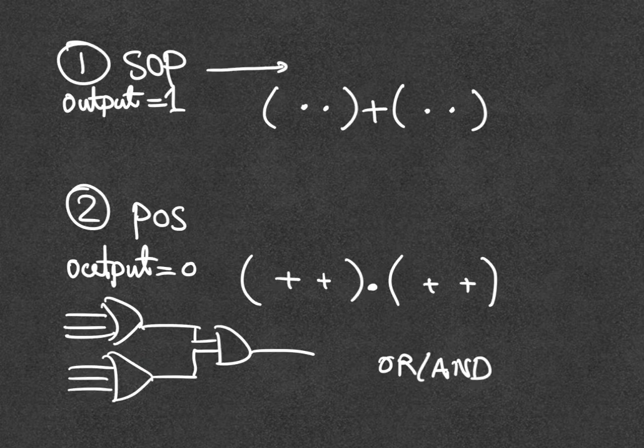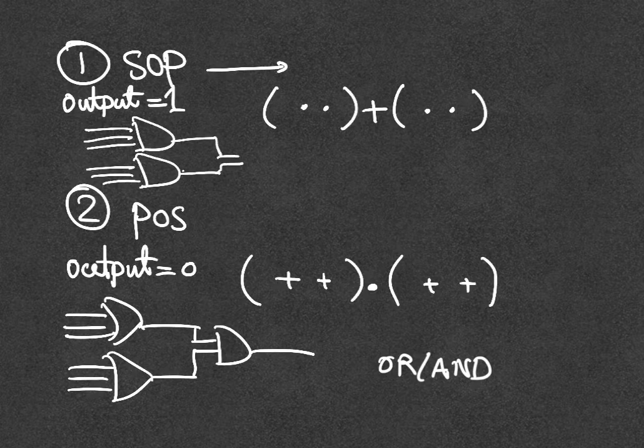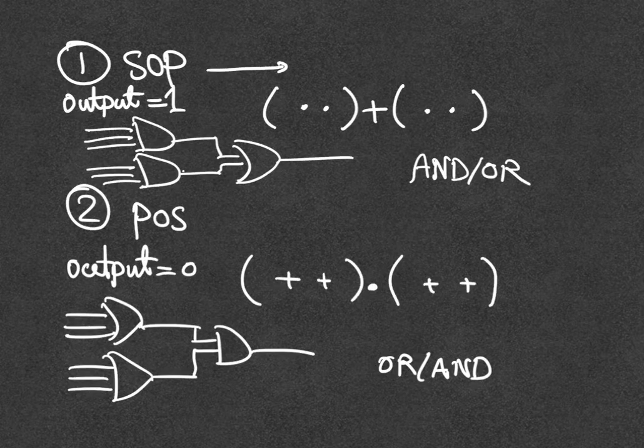As the SOP was AND OR. So it was AND OR. So SOP is AND OR, POS is OR AND. So now let's say you have a Boolean expression and you want to convert it to canonical form, SOP or POS. How can we do that?